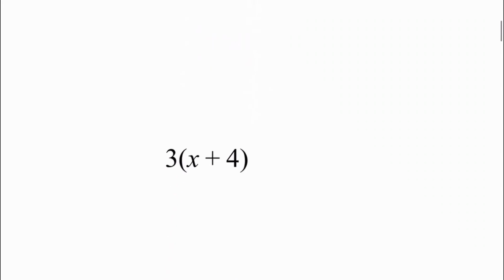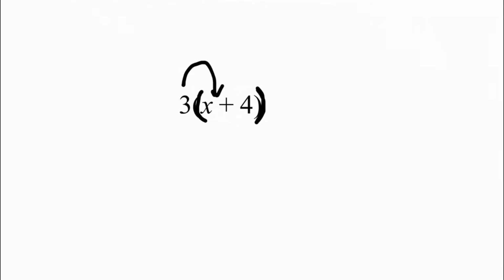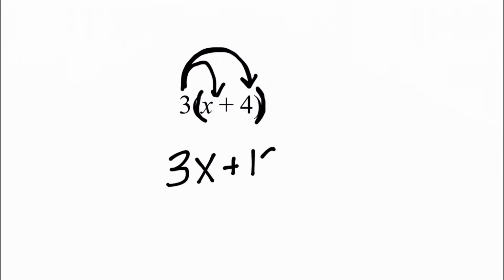So the next one I want to show you is something called distribution. This is a way of multiplying also. But with distribution, what we're doing is we have parentheses, just like these, and what's on the outside gets multiplied to each thing that's on the inside. So for example, 3 times x is 3x, and 3 times 4 is positive 12. That's it. That's how you do this one.